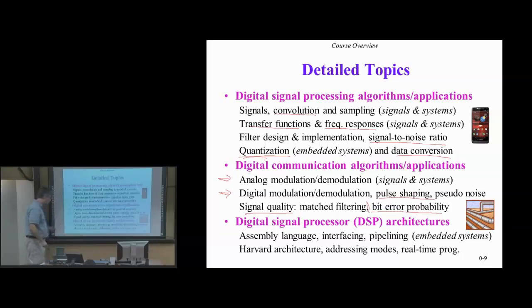Harvard architecture is one of them. This is the idea to have separate program and data buses and dedicated hardware to support that, and dedicated addressing modes for that. There are also some special addressing modes to speed up things like filtering. We'll talk about those through lecture. And some of the hardware support for real-time programming in a digital signal processor. A lot of those concepts have carried over into general purpose and other embedded types of processors.